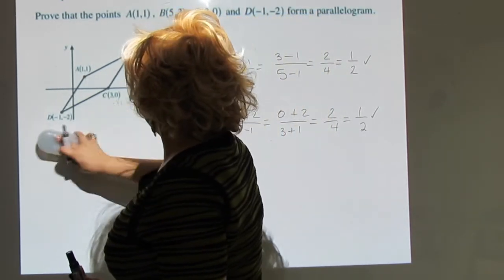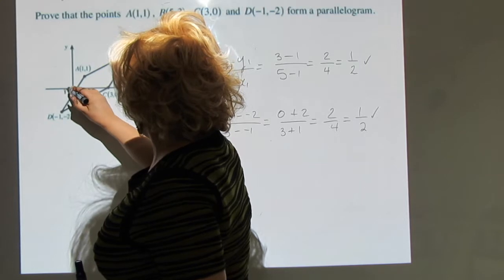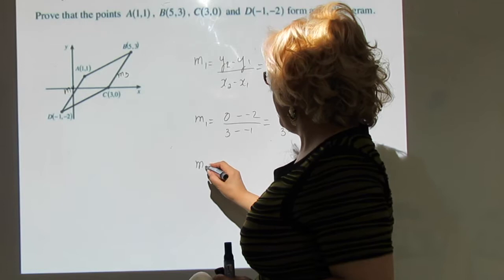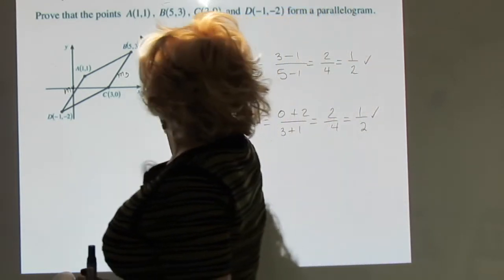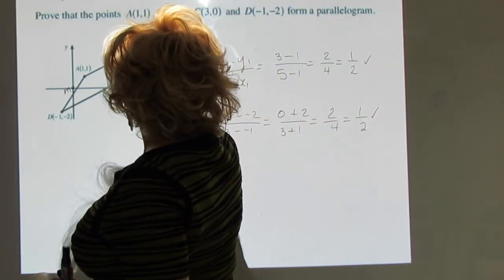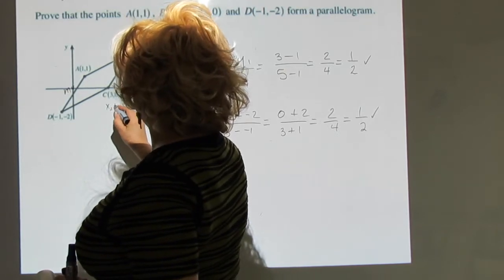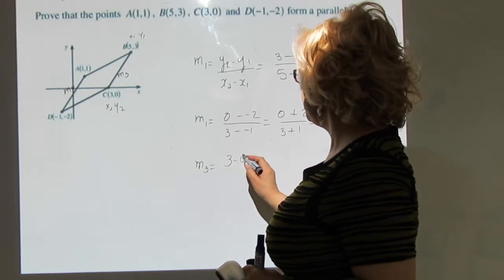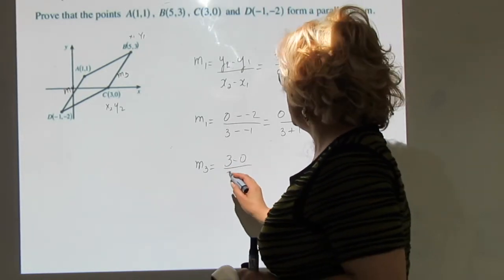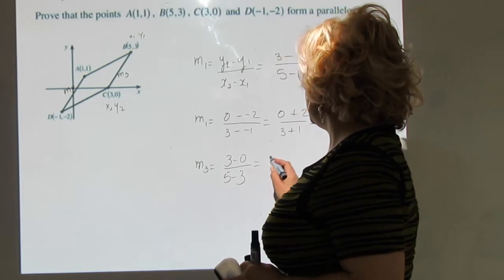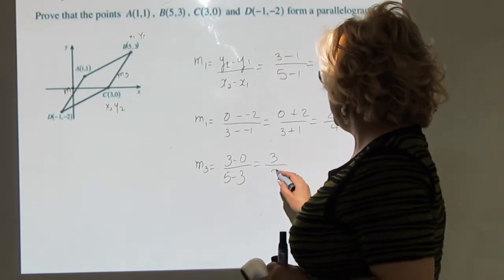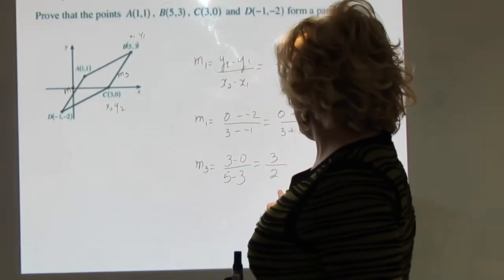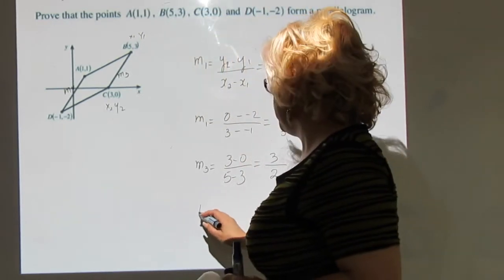So let's do M4 and M3. M3 will have x1 and y1, x2 and y2. So that will be equal to 3 minus 0 and 5 minus 3. So this is equal to 3 divided by 2. So over here I have a slope of 3/2. Let's find M4.